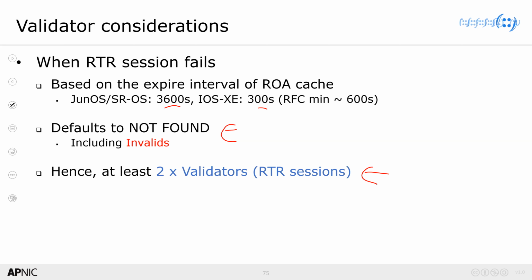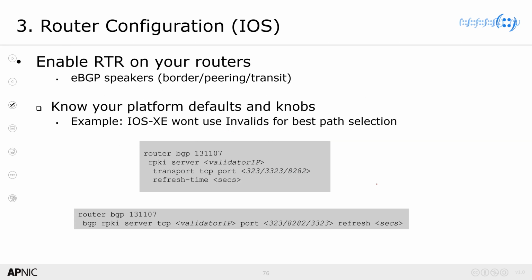So enabling this on your routers is really easy. Do it on your border, peering, and transit routers, right? Closest to the internet. On your eBGP speaking routers. Know all of your platform's defaults. This is a bit of a real big gotcha. iOS XE will not use invalids for best path selection unless you tell it to. It will drop them straight away. So if you want to do traffic engineering rather than dropping, you need to enable that.